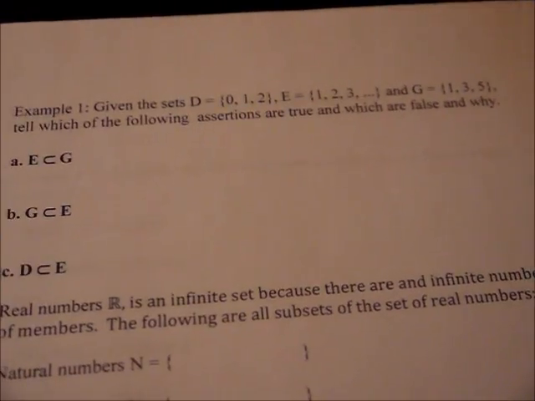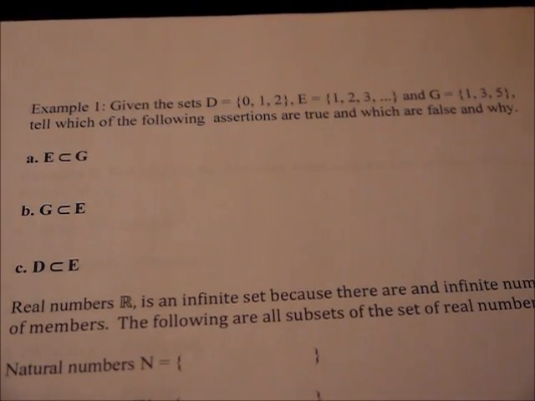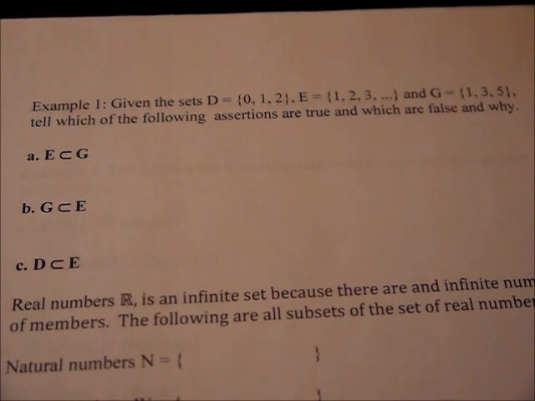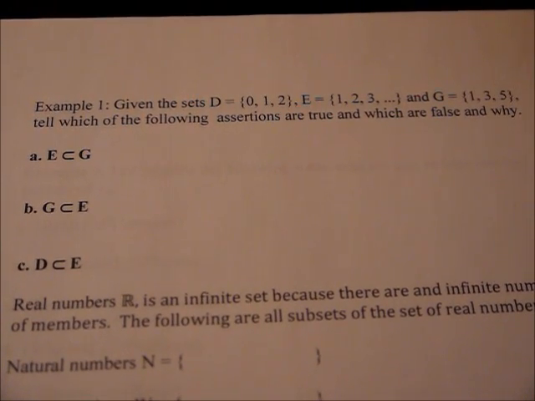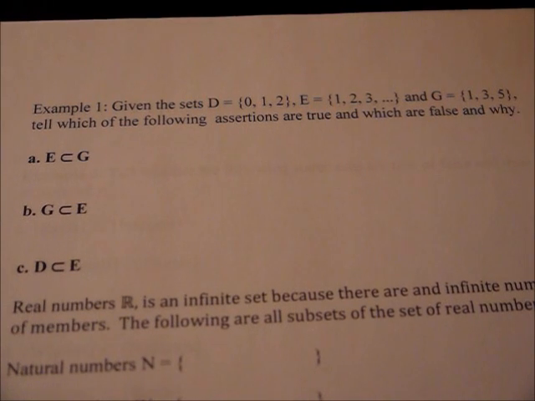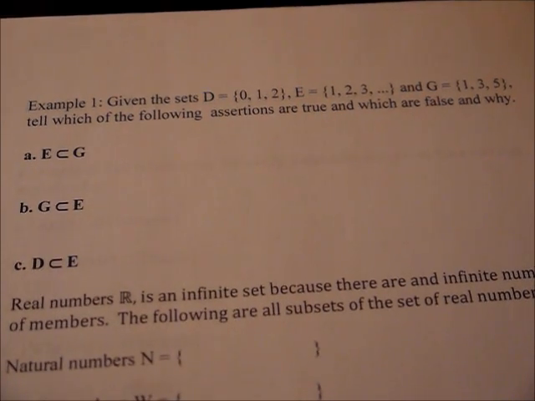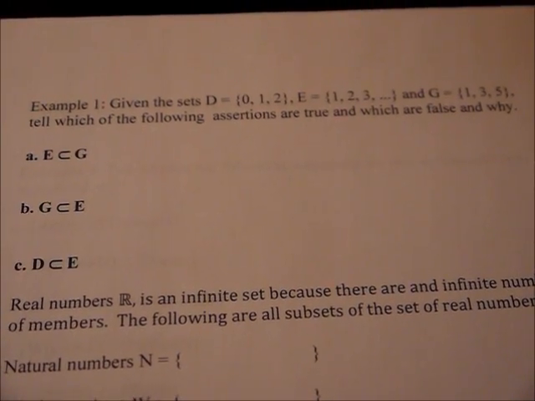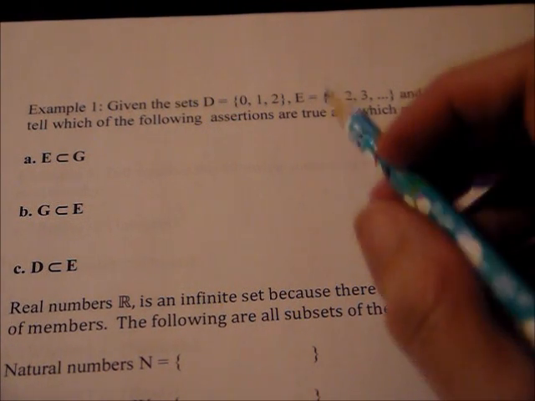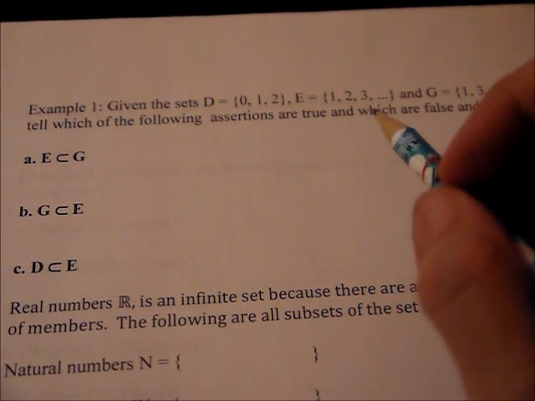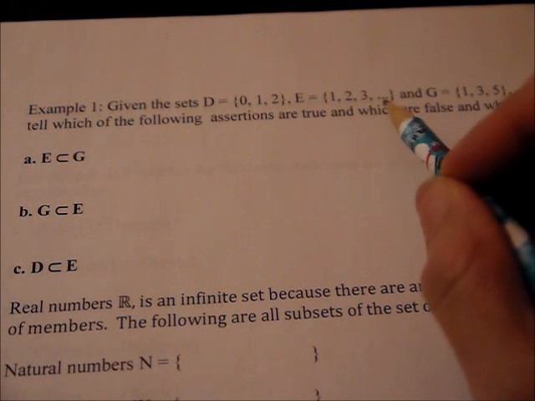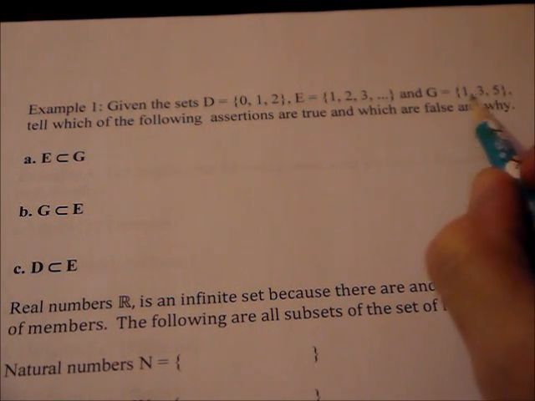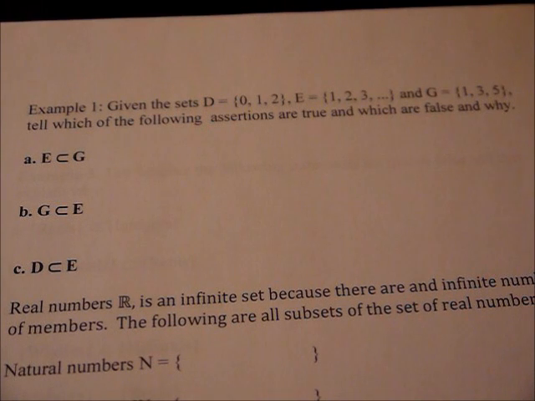Going on, let's do an example with all that we've just done, and see if we can make any more sense here. Given the sets, let's say set D is 0, 1, and 2. Set E is 1, 2, 3, and so on, that means 1, 2, 3, 4, 5, never ending. And set G is 1, 3, and 5. Tell which of the following assertions are true and which are false and why.